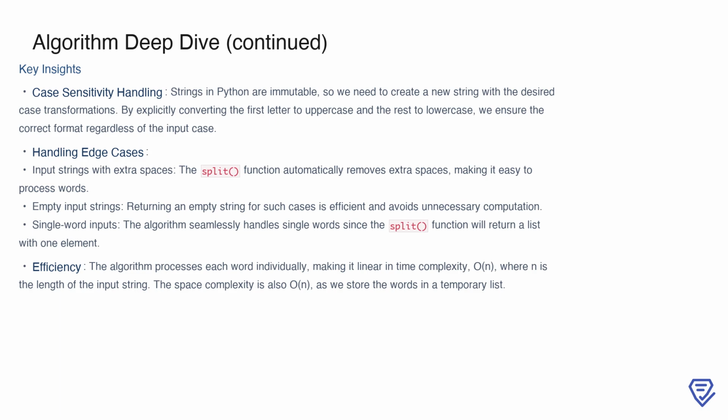For instance, input strings with extra spaces are managed seamlessly because the split function removes these automatically. If the input string is empty, the algorithm efficiently returns an empty string without unnecessary computation. Additionally, single-word inputs are handled naturally, as the split function will still return a list with one element. Lastly, the algorithm is efficient, with a time complexity of O(n), where n is the length of the input string, and a space complexity of O(n), due to the temporary list storing the transformed words.